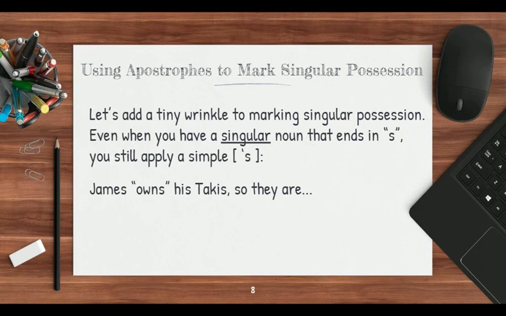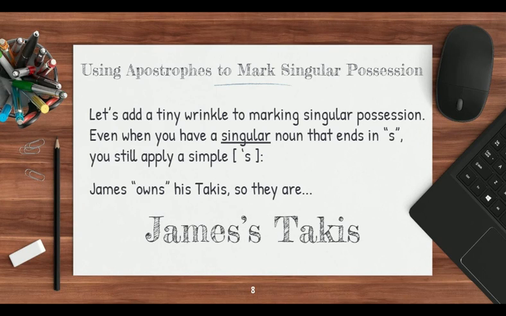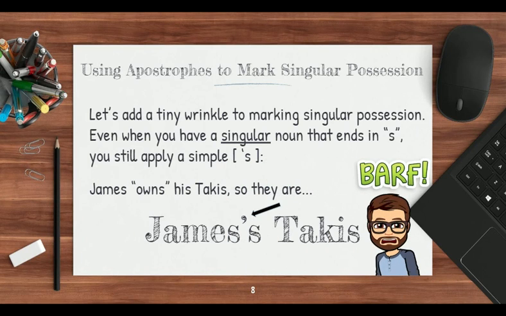So, for example, James, quote unquote, owns his Takis, so they are James's Takis. Now, I know that S apostrophe S is a little awkward at the end of a word that you see right there, but that's actually the right route to go. I would argue, though, whether or not Takis are the right route to go, because they are gross.